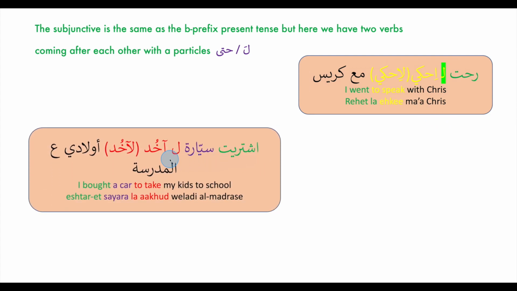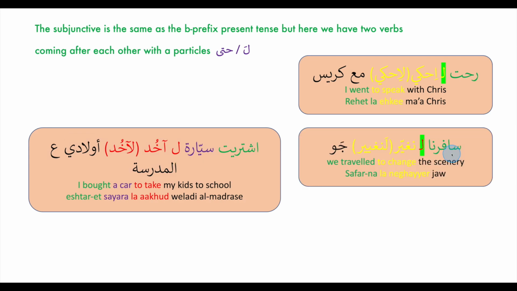اشتريت سيارة لأخذ أولادي على المدرسة. اشتريت, I bought. سيارة, a car. لأخذ, to take. أولادي, my children. على المدرسة, to school. سافرنا لنغير جو. سافرنا, we traveled. لا, to. نغير, we change. جو, scenery, atmosphere.